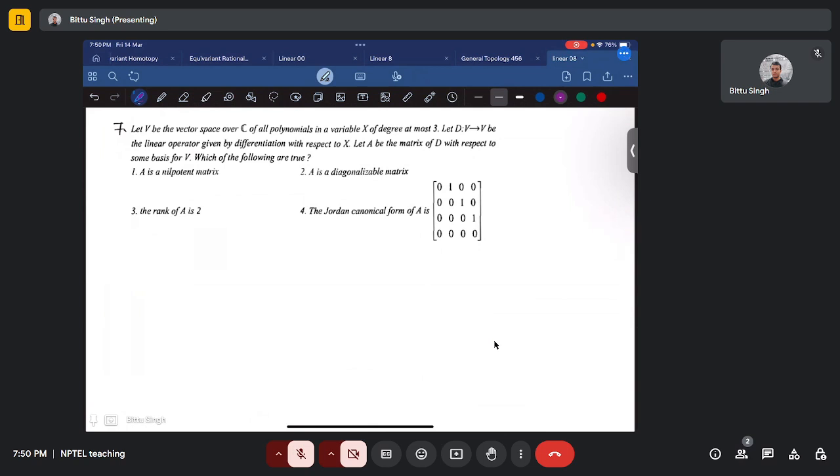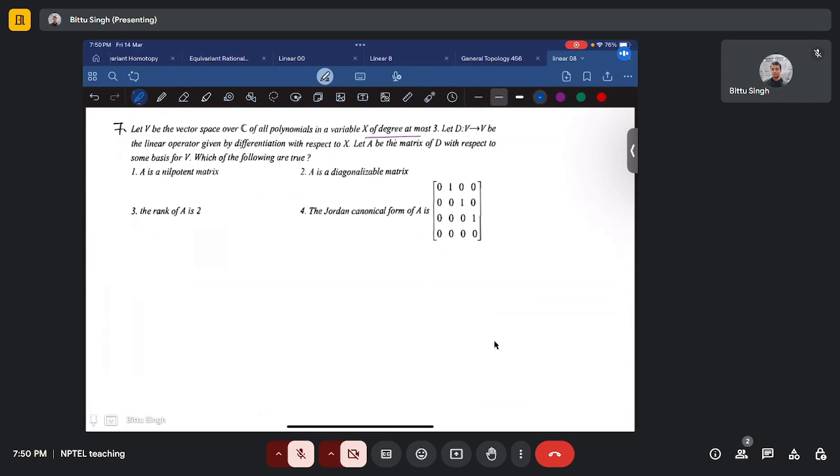Okay, let us see question number 7. Here D is the differential operator, that is D will differentiate any given polynomial. And the vector space is polynomials of degree at most 3. So the question is which of the following are correct.